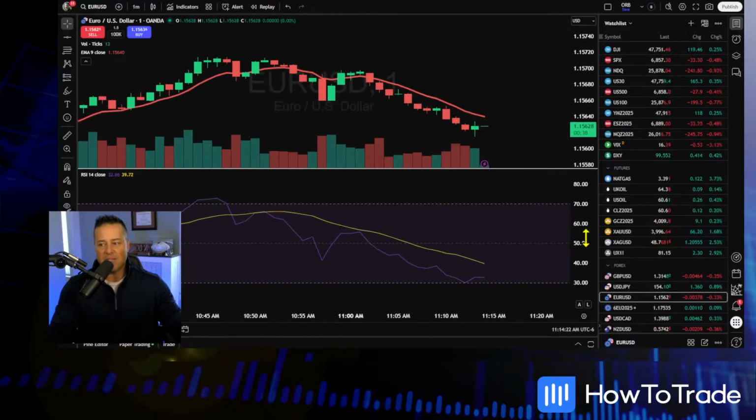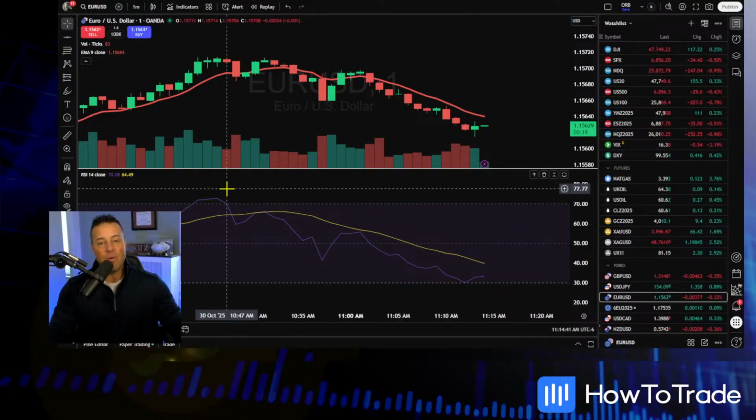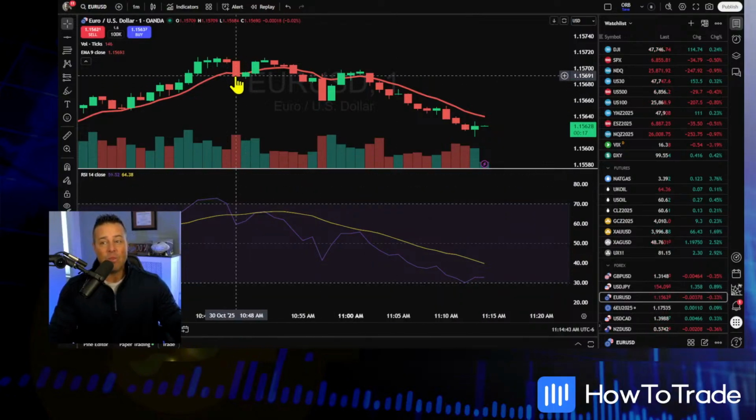Now, the biggest thing to remember about RSI, it's like an envelope for prices, 70 and 30. Anything above 70 on your RSI is going to be what? Overbought. We're going to look to sell. Anything beneath 30 is going to be oversold. That's what we're going to look to buy. In overbought territory, we're looking to sell when the market breaks beneath the 9 EMA. That's our trigger.